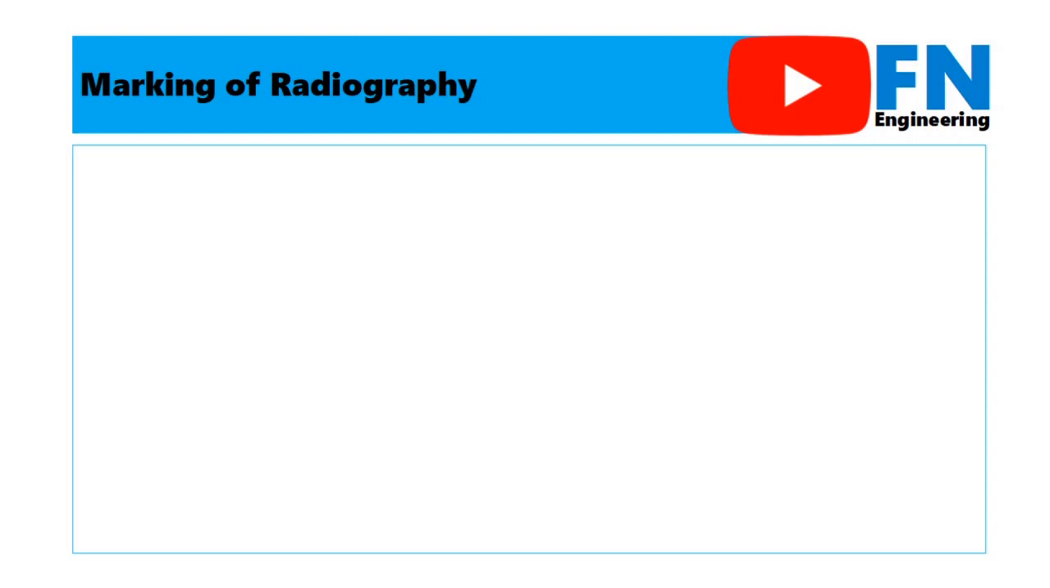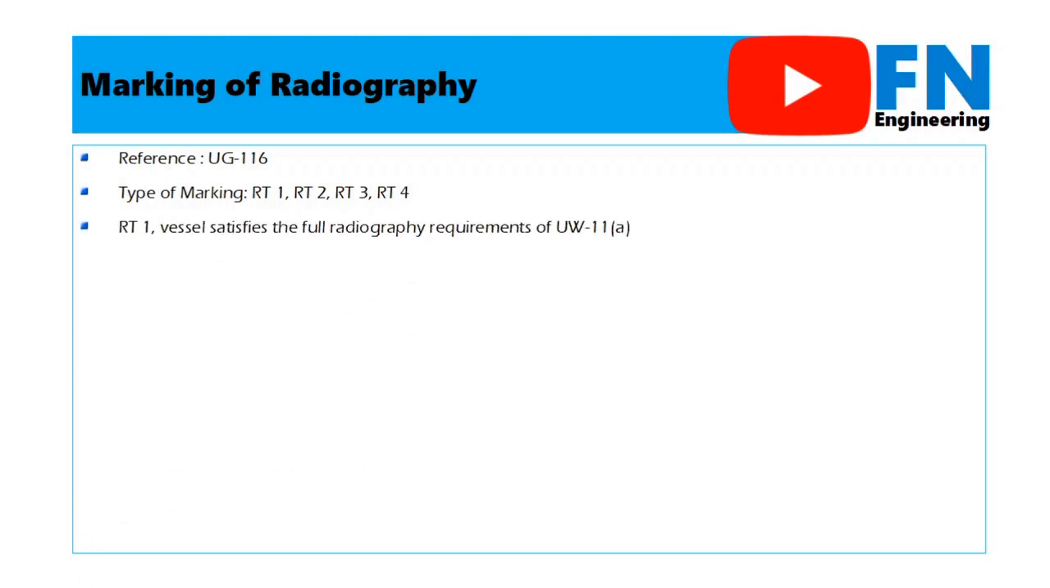Next, we are going to discuss the marking of radiography. The reference used is UG-116 in ASME Section 8 Division 1. There are four types of marking, namely RT1, RT2, RT3, and RT4. RT1 is a vessel that satisfies the full radiography requirement as per UW-11(a).